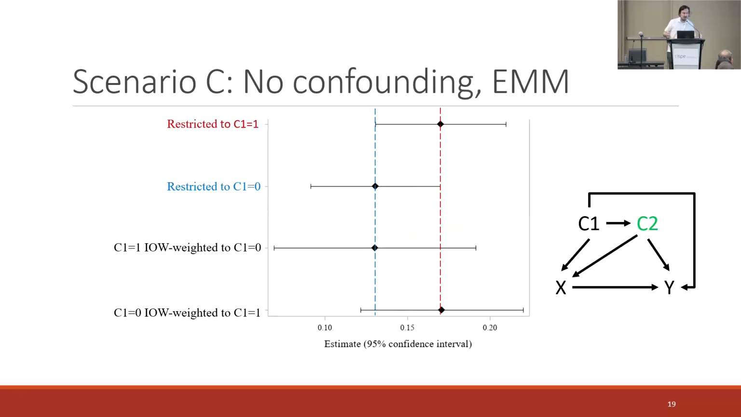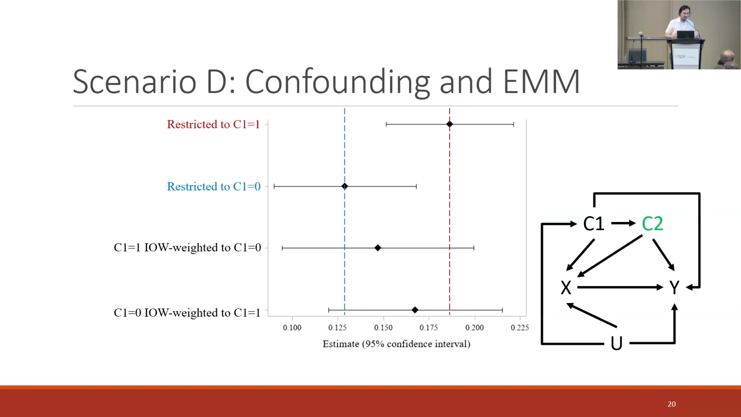In scenario C, where there is no confounding, but there is modification, once again, we see different estimates in the 2 restricted strata. Those are still different. But now when we do the comparisons, we can see that the estimates flip essentially when we do the odds weighting. So if you make the C1 equals 1 people look like the C1 equals 0 people, you get the same estimate. If you make the C1 equals 0 people look like the C1 equals 1 people, again, you get the same estimate. And what that's telling you is that this isn't confounding, this is modification at work. You can learn about the C1 equals 1 people from the C1 equals 0 people without worries about different confounding. And that has implications for what you can estimate.